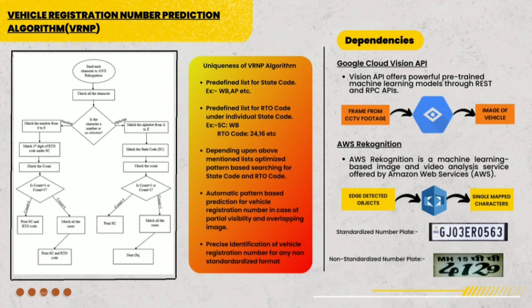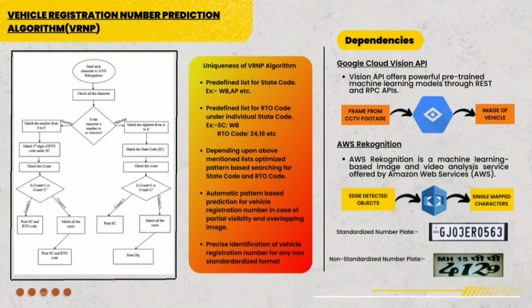If the count is greater than 1, we are matching it to 3 or 4 cases of the second letter, and we are thus obtaining the state code. Now, coming to the RTO code, the first digit of the RTO code is entered. If it is a number from 0 to 9 it is matched, and after we get the first digit of the RTO code, we are doing the same process.